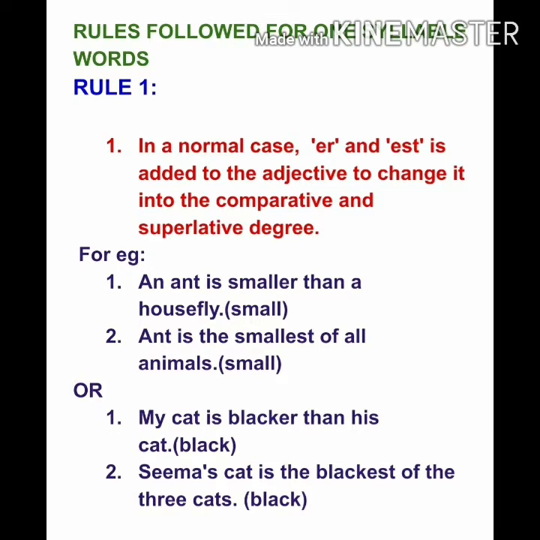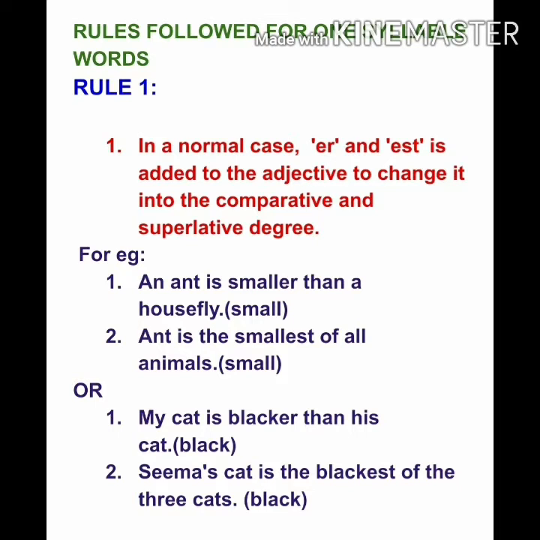An ant is smaller than a housefly. Here, the adjective is small. On adding ER, it has been changed into the comparative form. A comparison is made between an ant and a housefly.